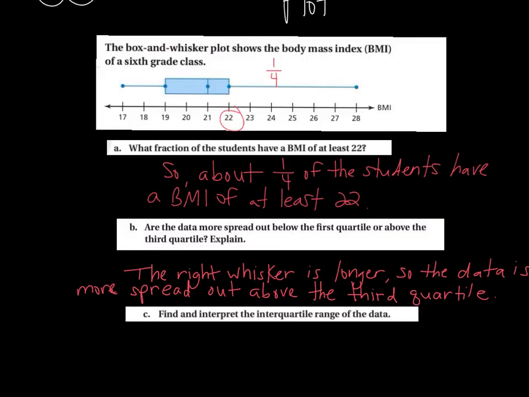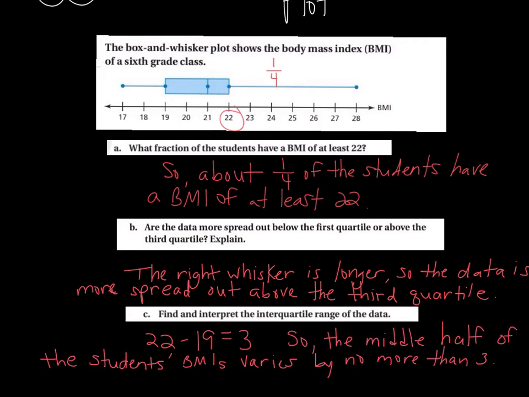The last thing we're being asked to do to interpret or analyze this box and whisker plot is to find and interpret the interquartile range of the data. And remember, to do the interquartile range, we find the difference between the 3rd quartile and the 1st quartile. So we're going to subtract 19 from 22, which of course is 3. What that tells us is the middle half of the students' BMIs varies by no more than 3. So we only go from 19 to 22 here for our quartiles, and so there's not much variation in the body mass index of these 6th grade students.